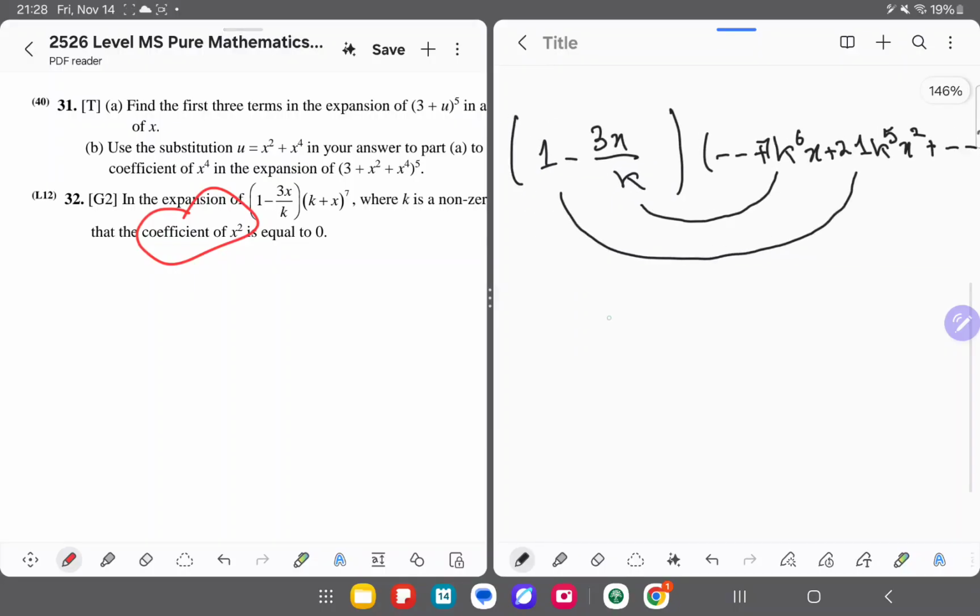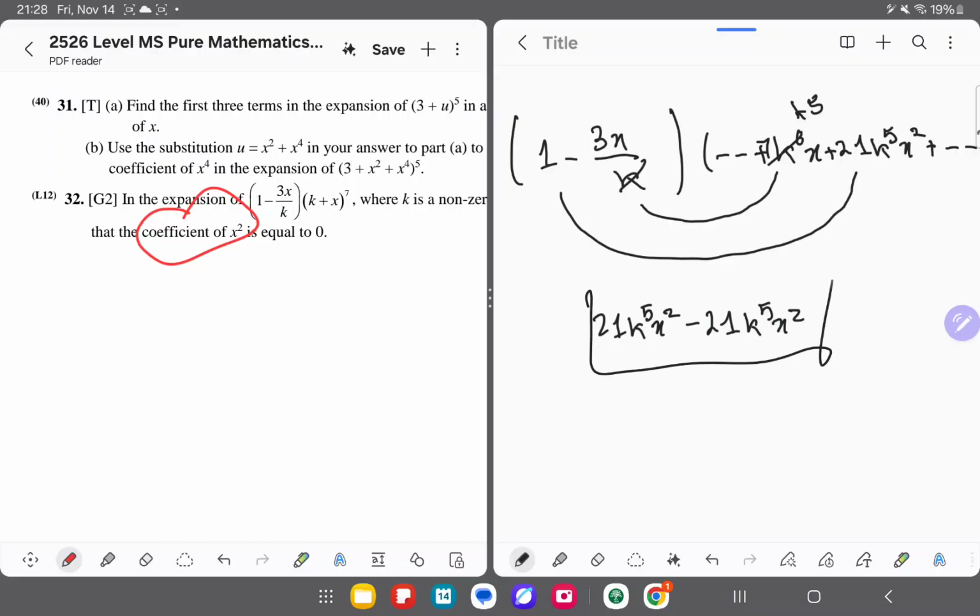cross multiply. So 1 times 21k power 5 multiplied by x power of 2. Then this multiplied by this, and the k's cancel, so you get k power 5 here. You get 21k power 5 x power of 2, and this is minus here, so it's multiplied by minus. So now we have minus here. Now, how can we solve this? It looks like there's literally two equal terms here.